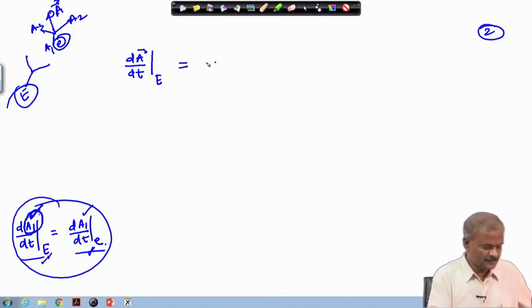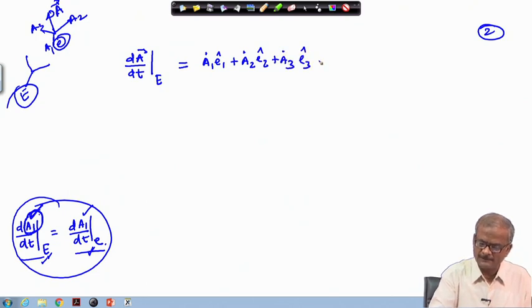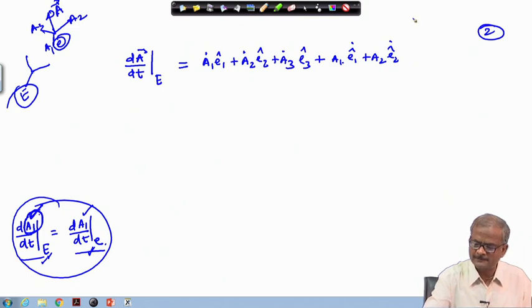So, our equation then gets reduced to A 1 dot, with respect to the body frame. We will eliminate that sign for the body frame and simply write this as A 1 dot e 1 cap plus A 2 dot e 2 cap plus A 3 dot e 3 cap, and the other part we have A 1 times e 1 dot plus A 2 times e 2 dot plus A 3 times e 3 dot, where dot indicates d by dt.